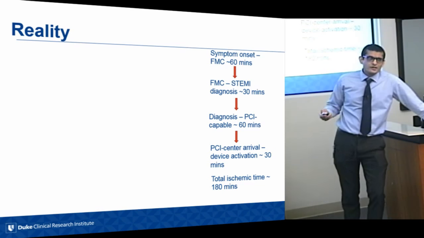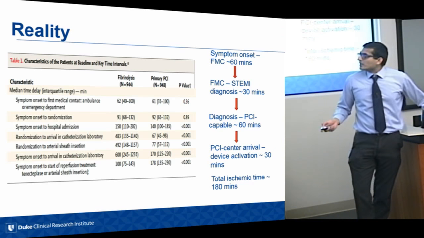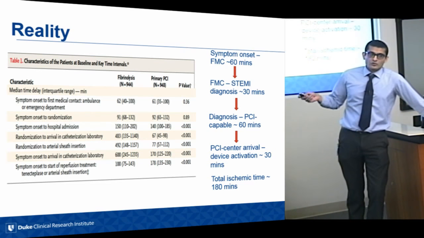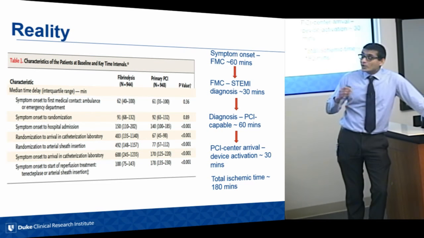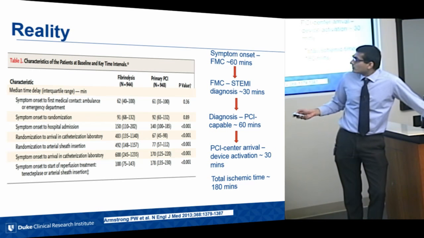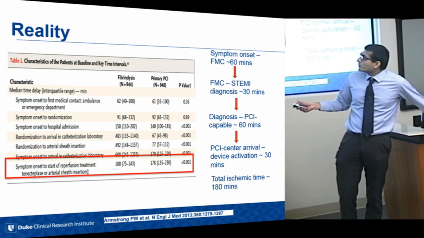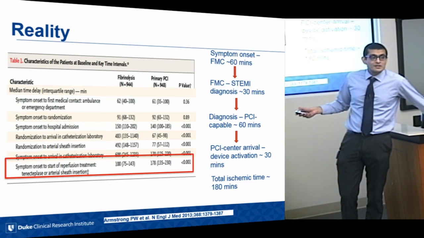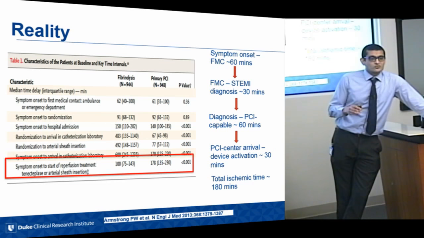And you may say that, yeah, well, this is from a registry, delays are anticipated. And this is a table that I've taken off the STREAM trial, which was a randomized controlled trial within well-established networks of care. And what I want to focus on is that symptom onset to the start of primary PCI within a randomized setting is 178 minutes. So really consistent that it usually takes about 3 hours from symptom onset to get that artery open.